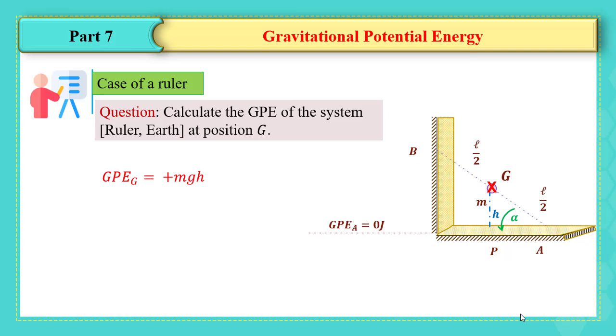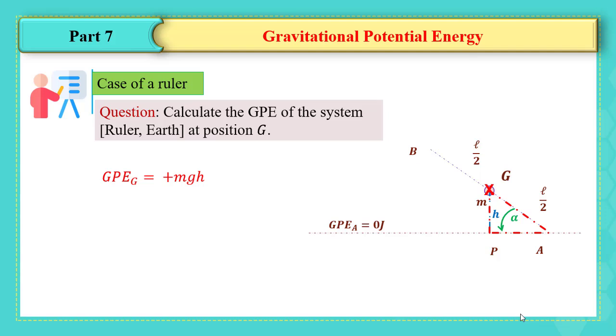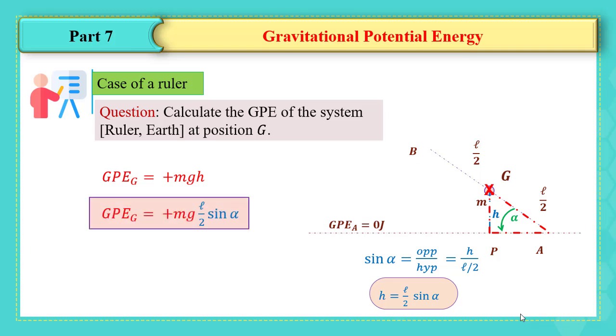H then is found when we consider this part of the figure only, since it gives us the information that we need. In this triangle APG, we can take sine alpha as opposite over the hypotenuse. So it's h over L over 2. Why L over 2? Since we said that G is the midpoint of AB. Now h is L over 2 sine alpha. Finally, the gravitational potential energy at the point G is plus mg L over 2 sine alpha.